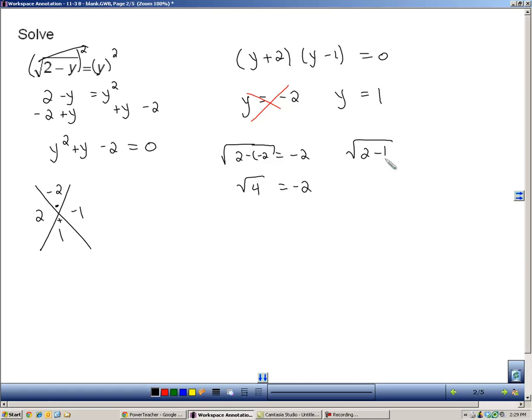And then we'll do 2 minus 1. Does that equal 1? Square root of 1 equals 1. Yes, it does. So in this case, there's an extraneous solution, and my answer is 1.